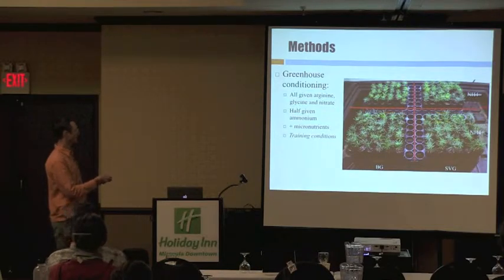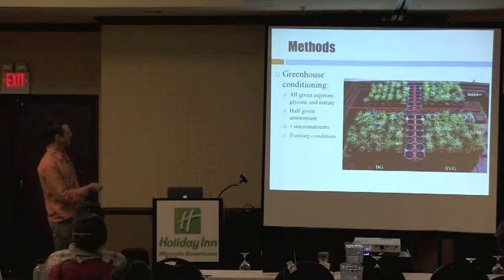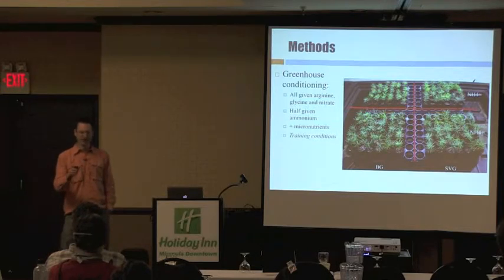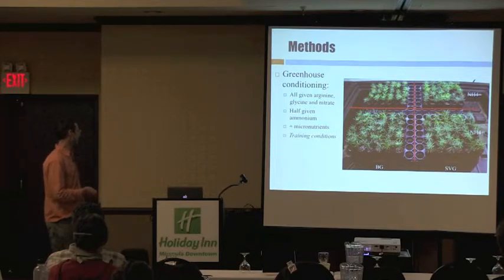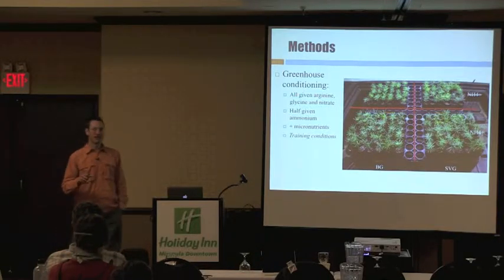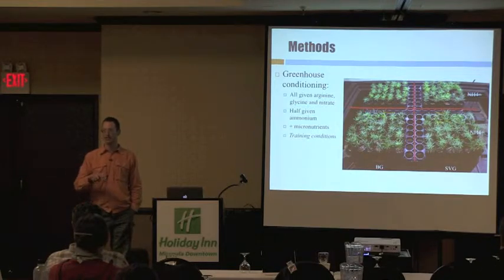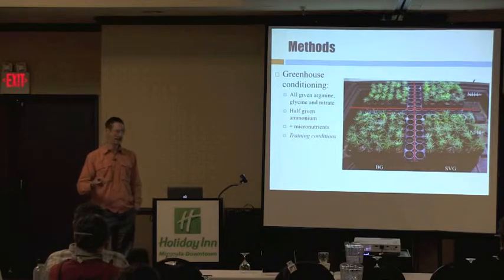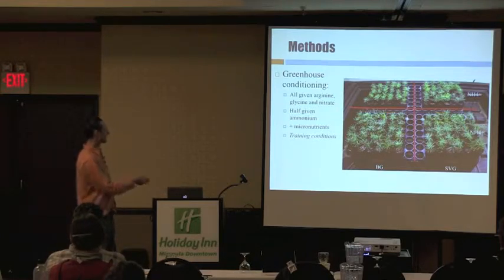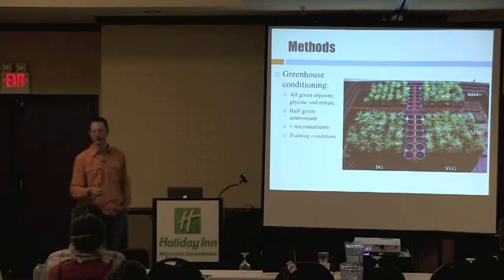And so this diagram just kind of tries to show that. On the left, the Bingham genotype, on the right, the Swan Valley's. All of these were given standard micronutrient greenhouse mix. And then they were all given arginine, glycine, and nitrate in close to field relevant concentrations, and then balanced so they were getting the same molarity of nitrogen. And then half of them were given ammonium in that mix and half of them were not. So that's how they were trained for a year.